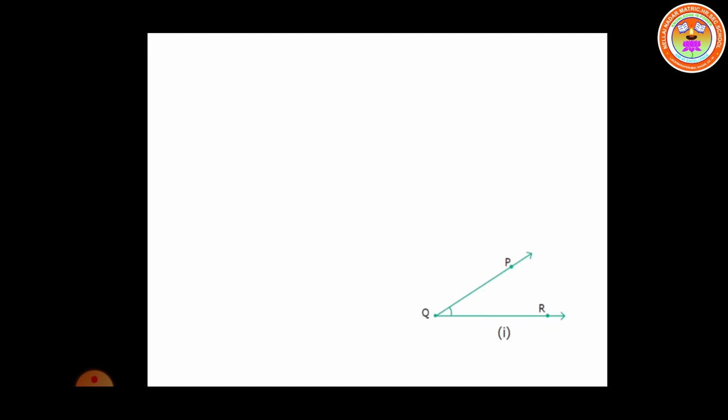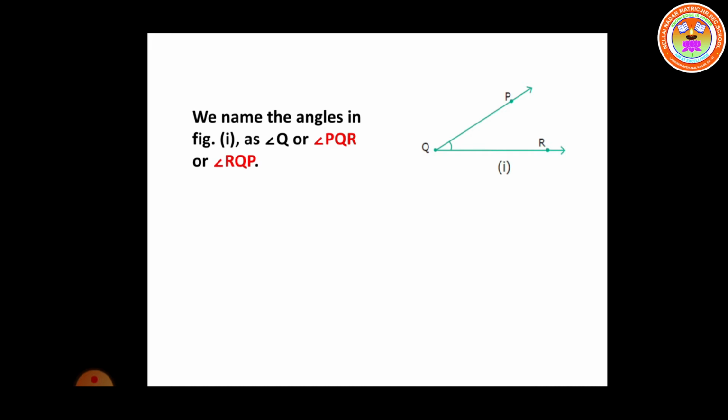Let us move to the next one. See the given diagram. We name the angle in figure 1 in 3 ways. One is simply the vertex, angle Q. How do we read that? Angle Q. Or if we start from P, the angle is PQR. If we start from R, the angle is RQP. The center letter is a must. The center letter should be the vertex of the angle.